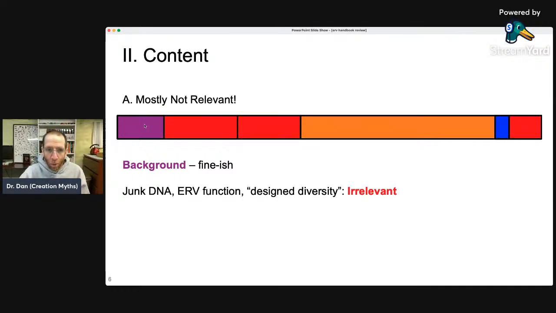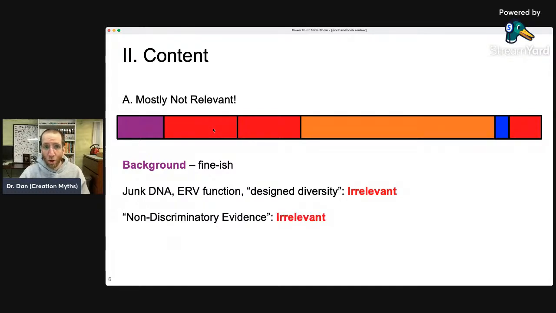Then in chapter 2, we get all the stuff about junk DNA, ERV function, design diversity. None of that matters, because the argument that I and other people make with ERVs is about the pattern across what you would consider created kinds, not just the ERVs themselves, but the mutations within the ERVs. It doesn't matter if they're functional. It doesn't matter if they're designed in place. The mutations are what they are. If the mutations are shared across different lineages, then functional or not, it 100% doesn't matter.